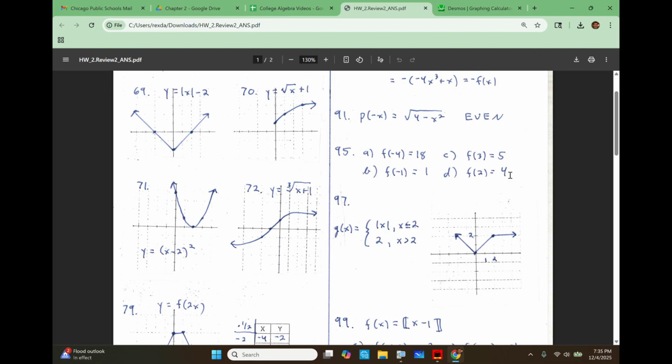All right, let's look at 97. In 97, we actually want to graph this piecewise function. So do the opposite here. Okay, so absolute value of x. So this is the absolute value of x. It's that V graph again.